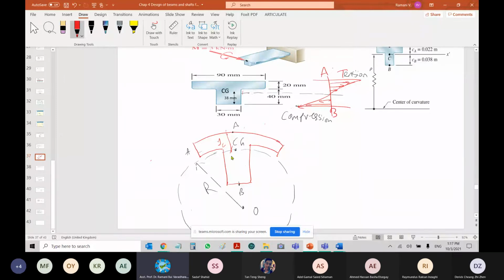Just imagine in what direction. This section is perpendicular to the slide. Imagine this to be perpendicular to the slide. So the distance from here to here, let me show here, will give you the maximum tensile. This is tension, sorry, this is tension, and the bottom one will give you the compression.